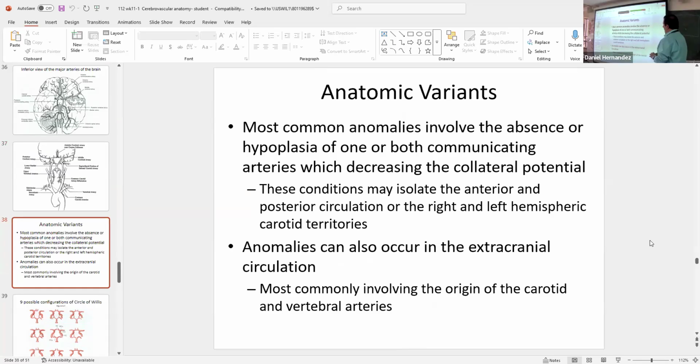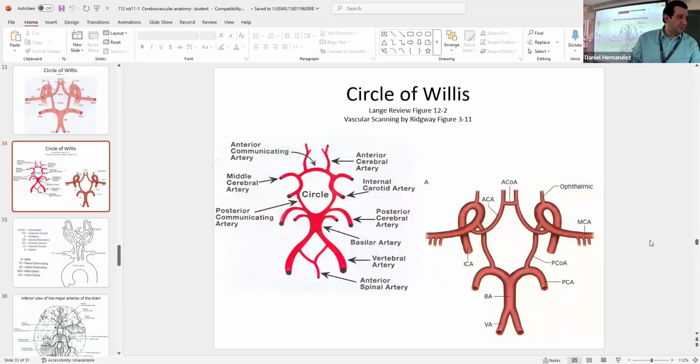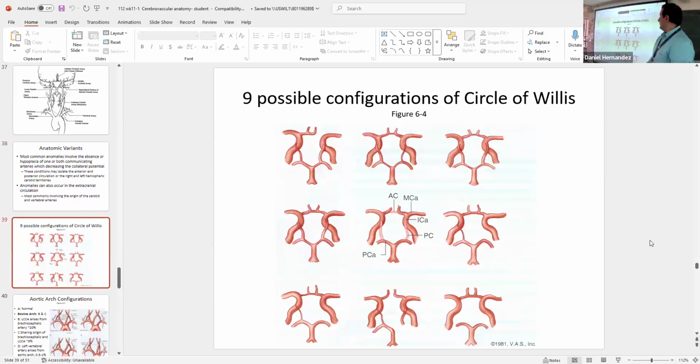A lot of the anatomical variants that we see, the most common anomalies, involve absence or underdevelopment of one or both of the communicating arteries, which decreases the collateral potential. So a lot of anatomical variants are issues with the circle of Willis and issues with those communicating vessels. They're either underdeveloped or they're not developed.